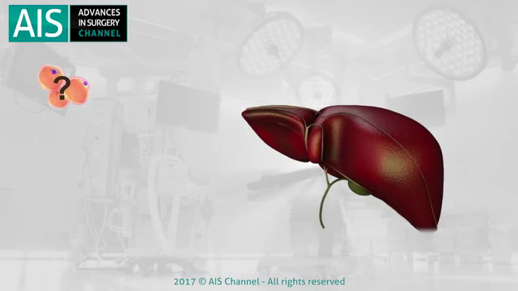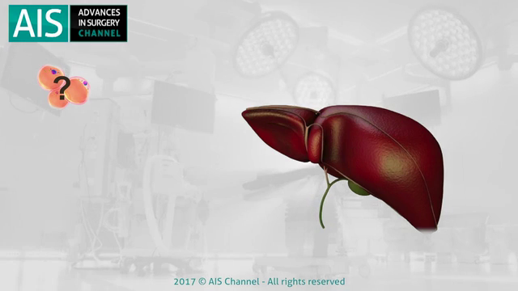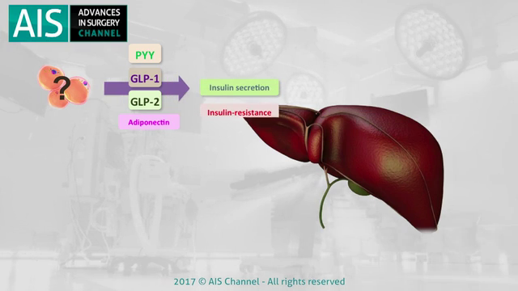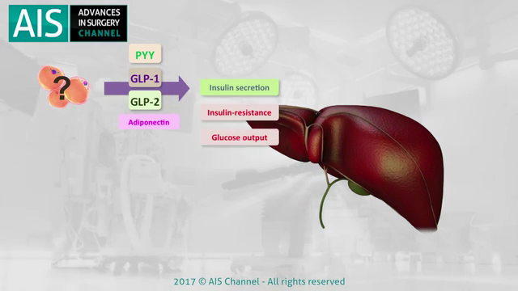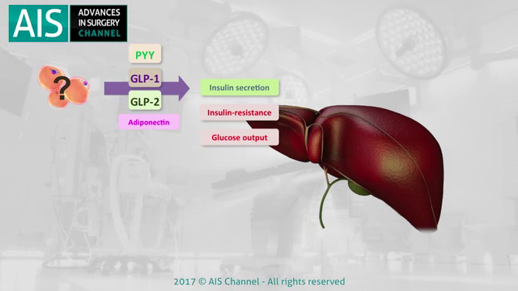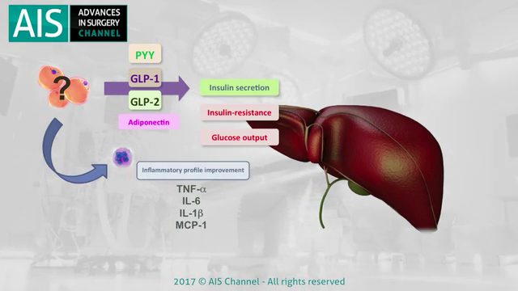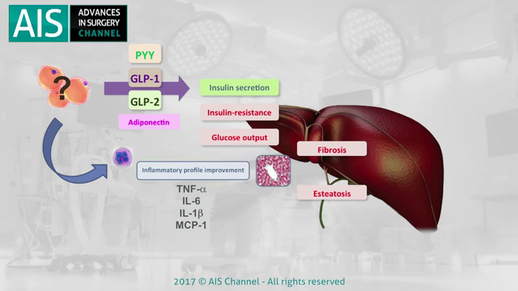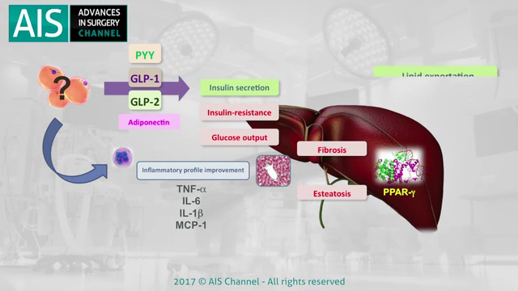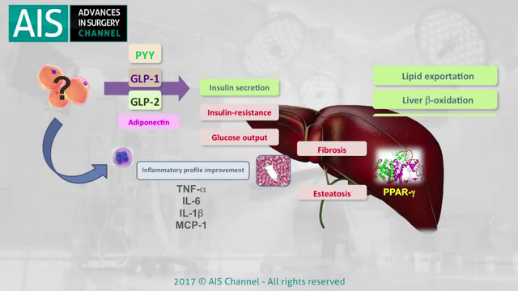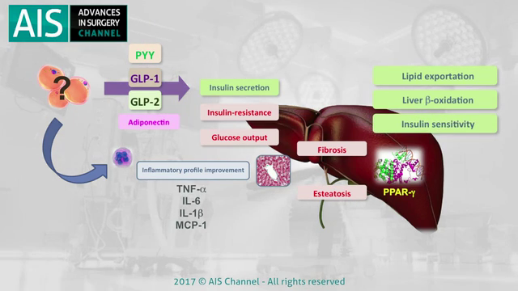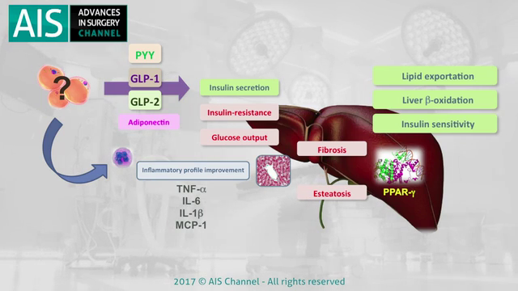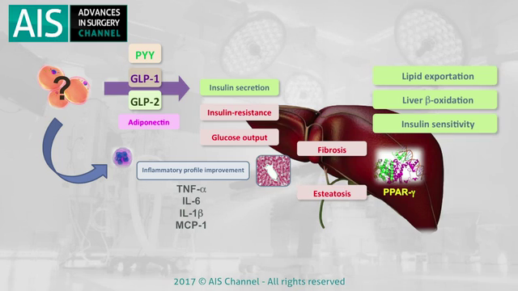After bariatric surgery, several effects that can alter NAFLD-NASH pathogenesis occur. In most procedures, PYY, GLP-1, GLP-2, and adiponectin levels rise, leading to better insulin secretion and sensitivity and diminishing its resistance and glucose output, as well as an overall improvement in the obesity-related pro-inflammatory status that plays a key role in the development of both liver steatosis and fibrosis. Also, after bariatric surgery, an upregulation of the peroxisome proliferator-activated receptor gamma, PPAR gamma or PPARG, also known as the glitazone receptor, is observed, leading to enhanced lipid exportation and beta oxidation and improved insulin sensitivity.